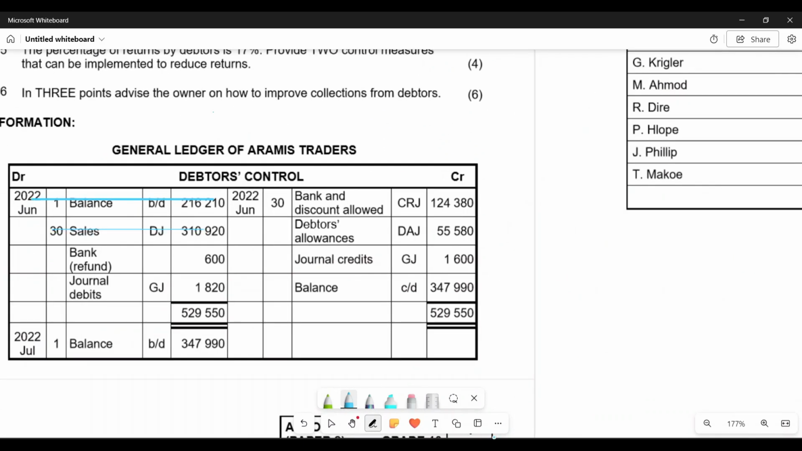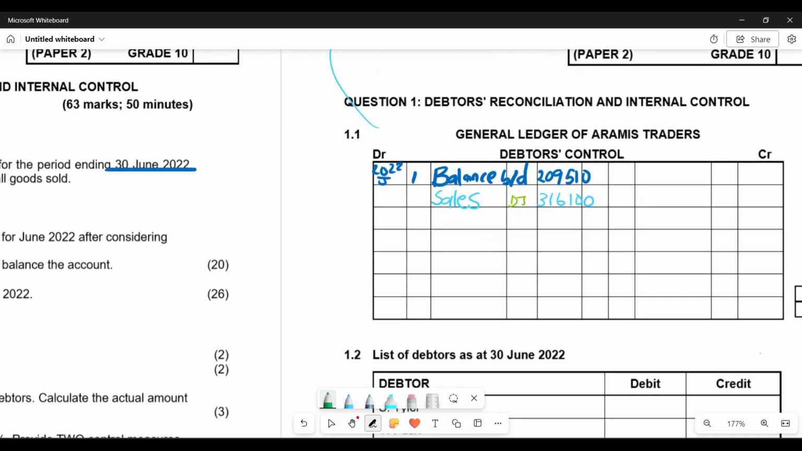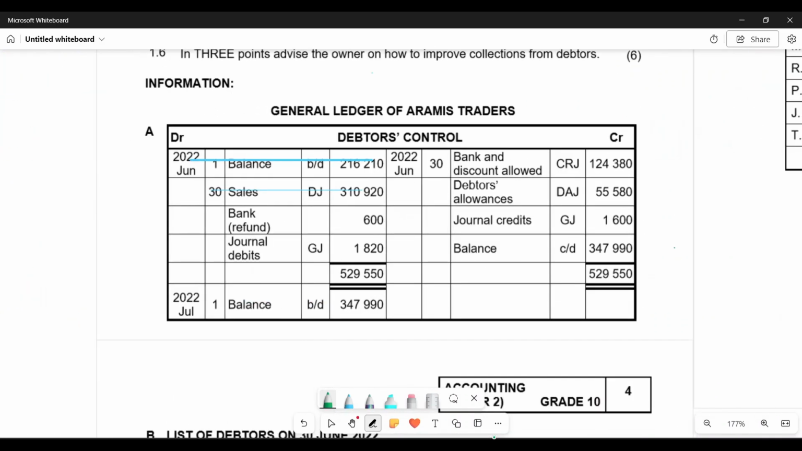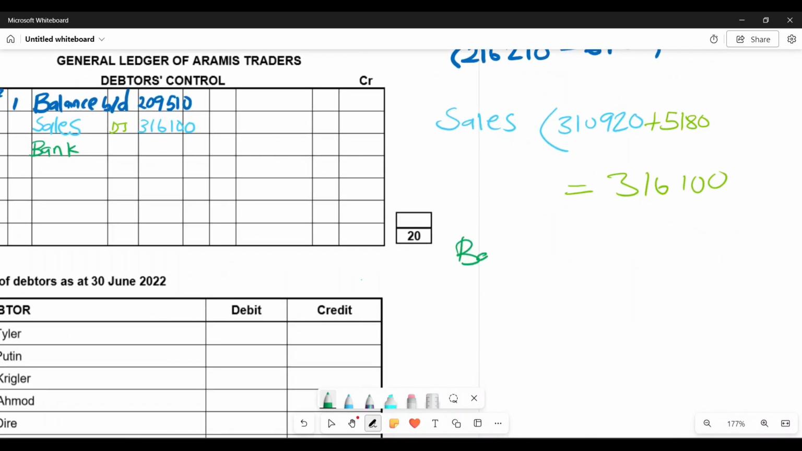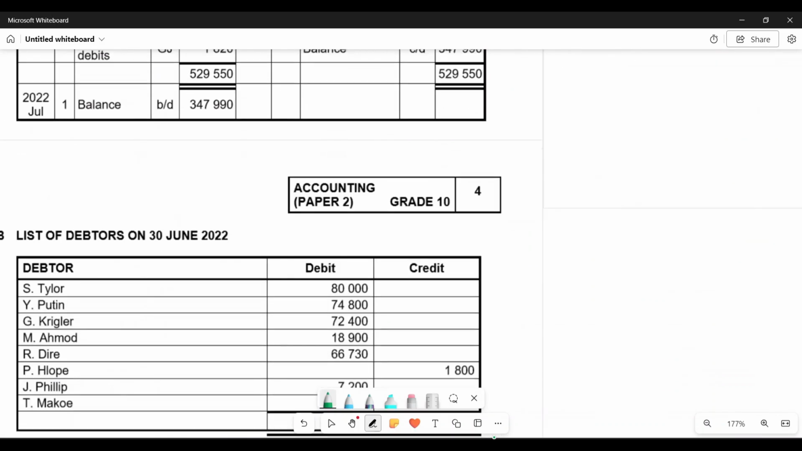So bank, which basically relates to our bank refund. So I'm going to write the amount. The amount that I'm given here is 600. So here I'm going to say bank, right? So my bank, and here this refund. So bank, I have 600. Now let me see if there's any transaction that might affect the 600 rands.